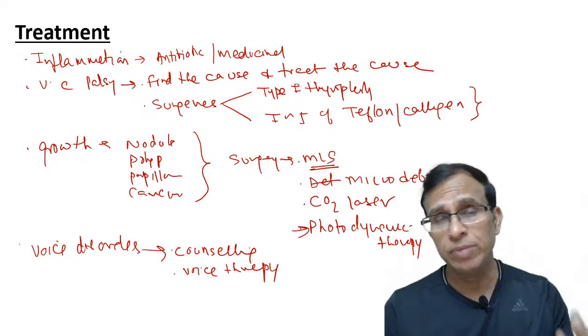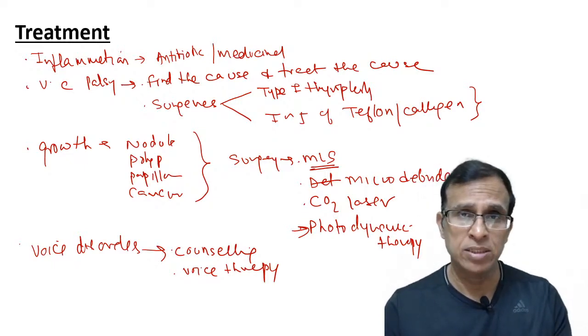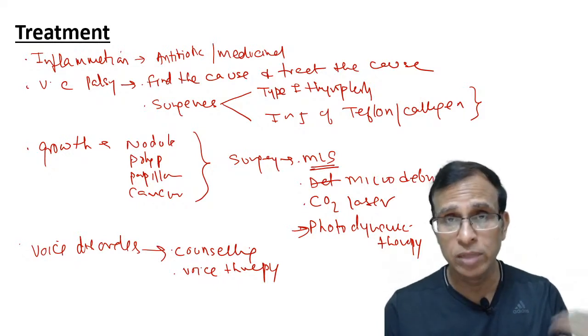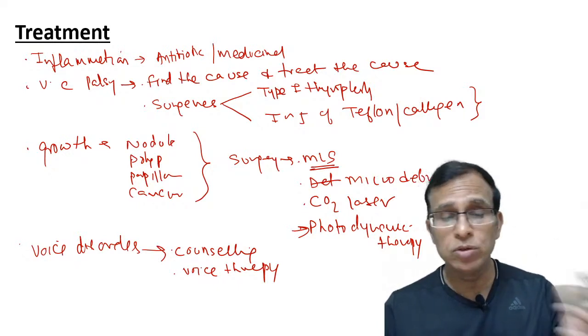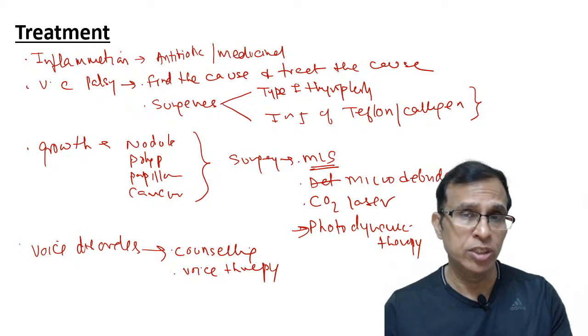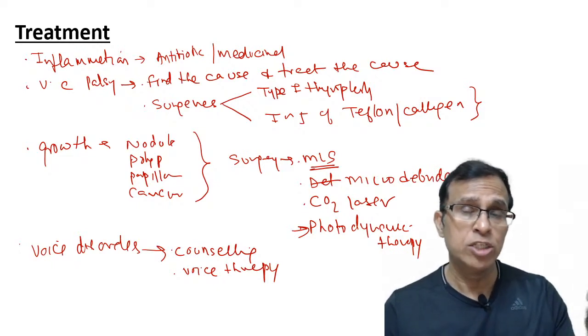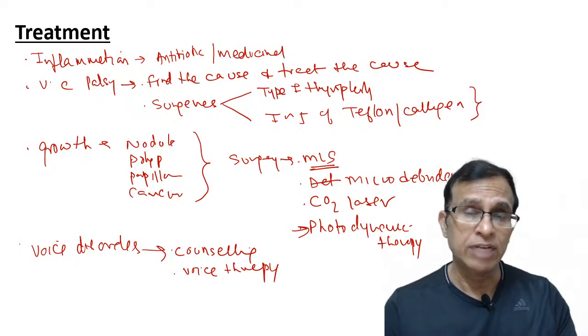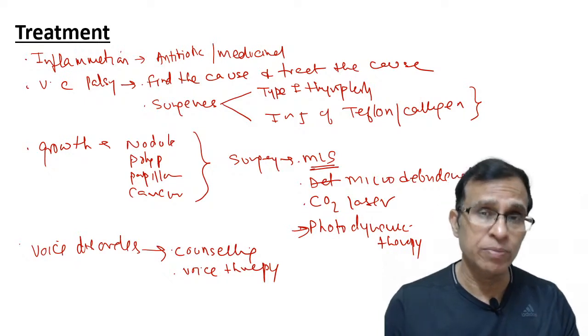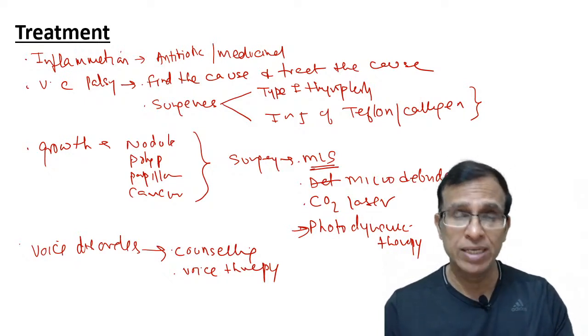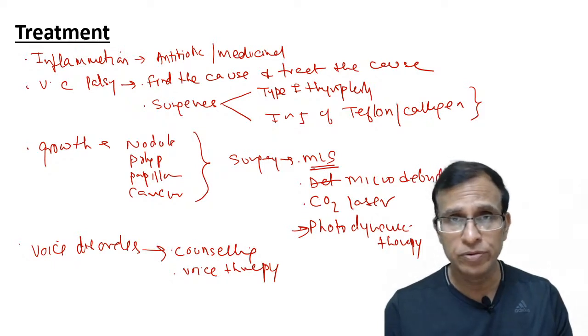So you can see inflammation, you could see vocal cord palsy, you could see growth if there is one. And if there is a growth, in direct laryngoscopy especially, you can also take a biopsy for histopathological examination, and that will tell you what the growth is about. Is it benign or malignant? If it is malignant, what type of malignancy? All the information it will give you.